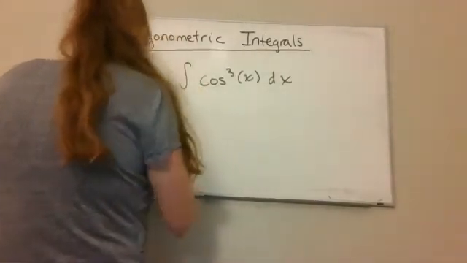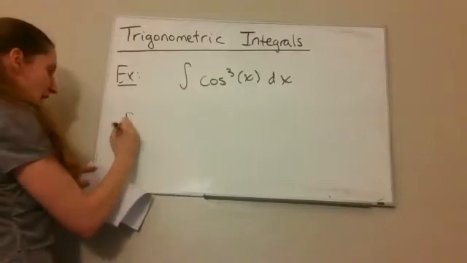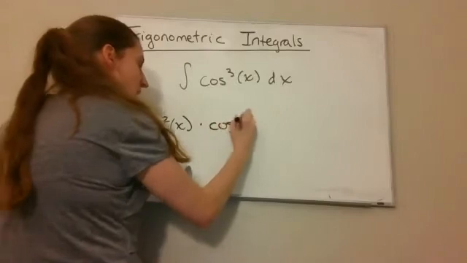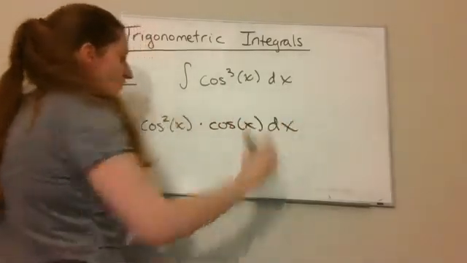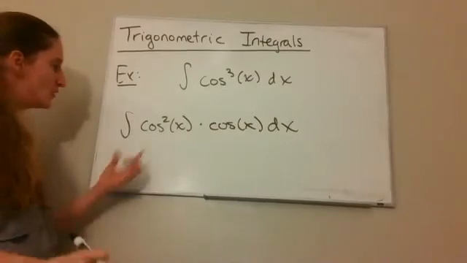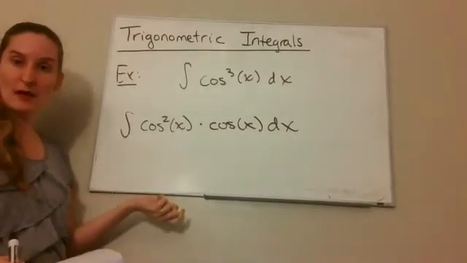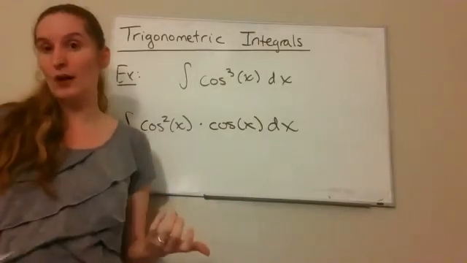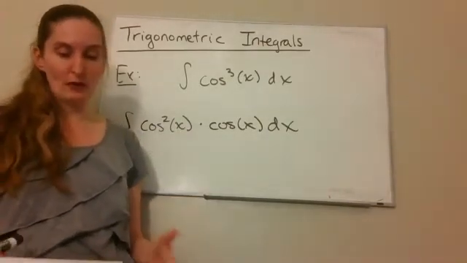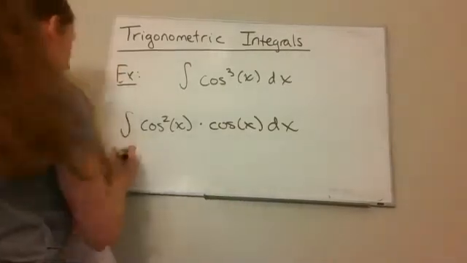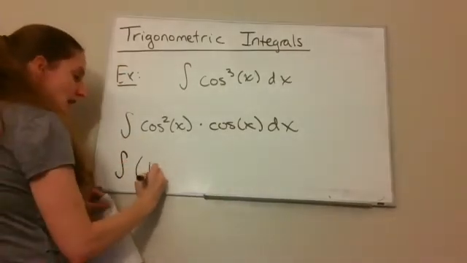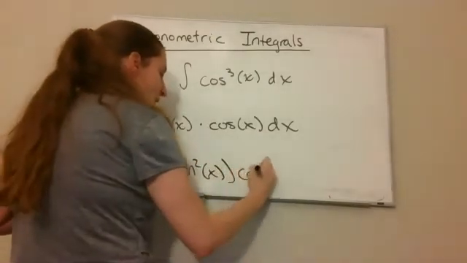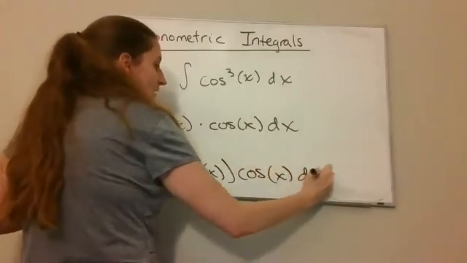So the first thing that I know is that cosine to the third is the same thing as cosine squared times cosine. That's just algebra. And now I do know a trig identity for cosine squared, and you all should as well. We know sine squared plus cosine squared is 1. So cosine squared is equal to 1 minus sine squared. Using that trig identity, I get the integral of 1 minus sine squared of x times cosine of x dx.